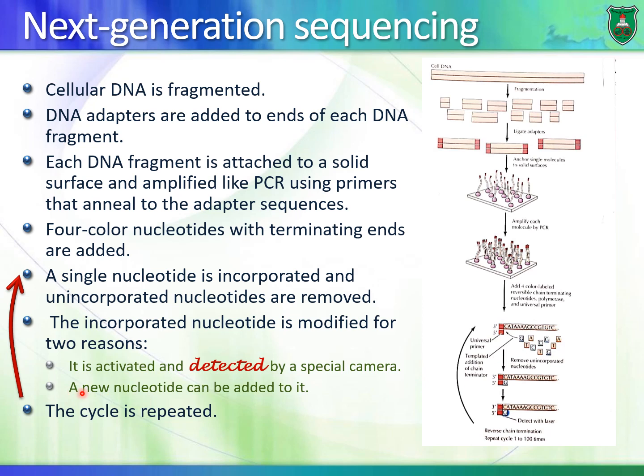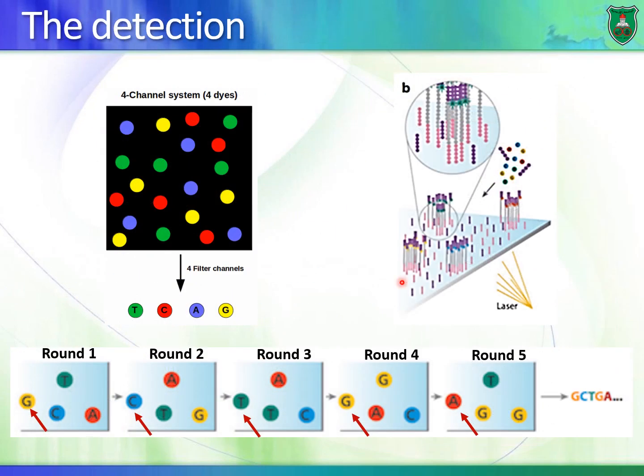Again, this new nucleotide, once it's added, has to be modified the exact same way so that it can be detected and a new nucleotide can be added, and so on. So here we're not talking about 100 DNA fragments added to this solid support, this solid platform. We are talking about billions of DNA fragments added. So it would look something like this.